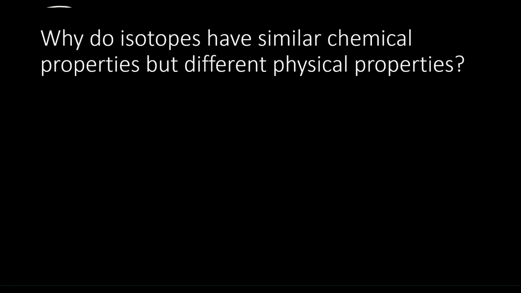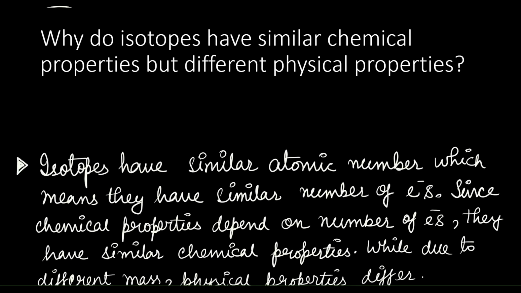Why do isotopes have similar chemical properties but different physical properties? See, isotopes have got similar atomic number, but they have got different mass number. Atomic number same means you have got a similar number of electrons, and chemical properties are going to depend on the number of electrons only, or the electronic configuration. When the number of electrons is similar, your electronic configuration is also similar.